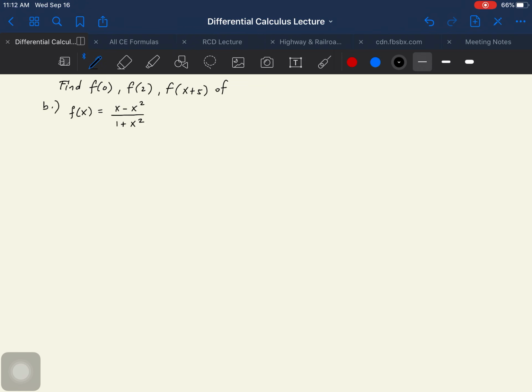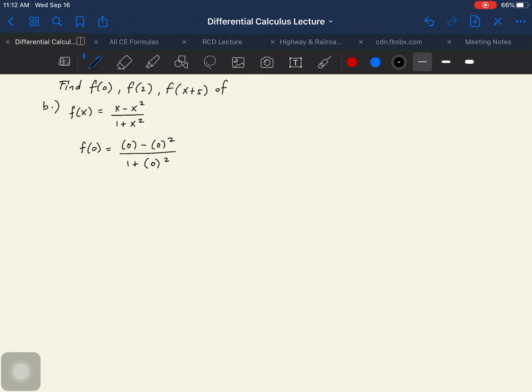So here, first one, quite easy. You'll just have to substitute 0 with every x. So you have there 0 minus 0 squared. Why is it that we're so happy with nothing in mathematics? Because it's always easy, right?